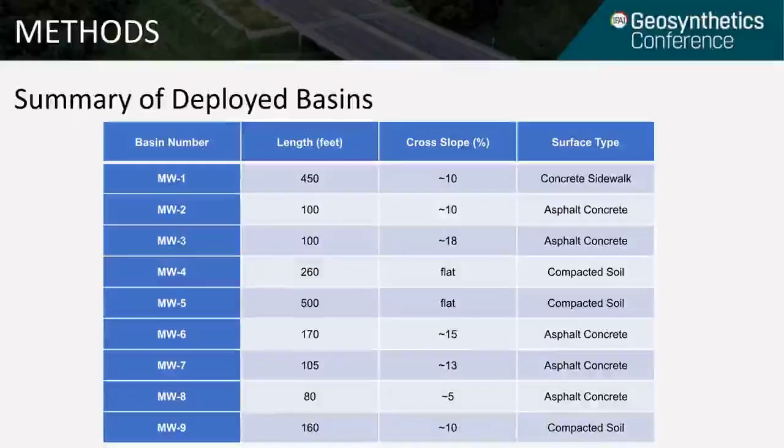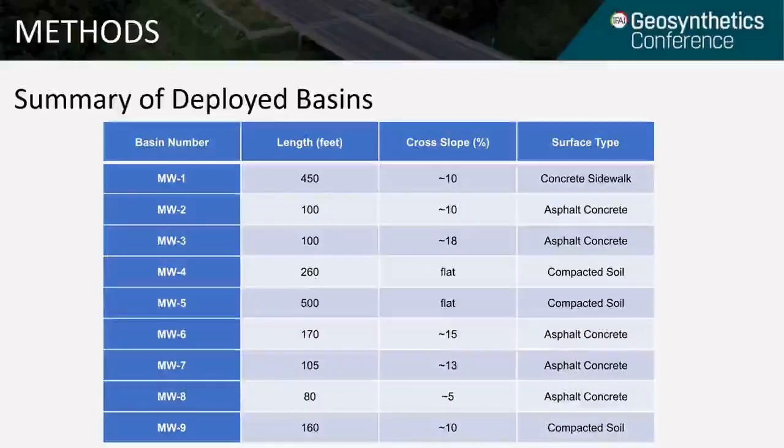This table summarizes some characteristics of the deployed basins. As you can see, the lengths range from 80 feet to 500 feet. The cross slopes range from flat or 0% to upwards of 20%. And the surface placement types vary from concrete to asphalt to compacted soil.